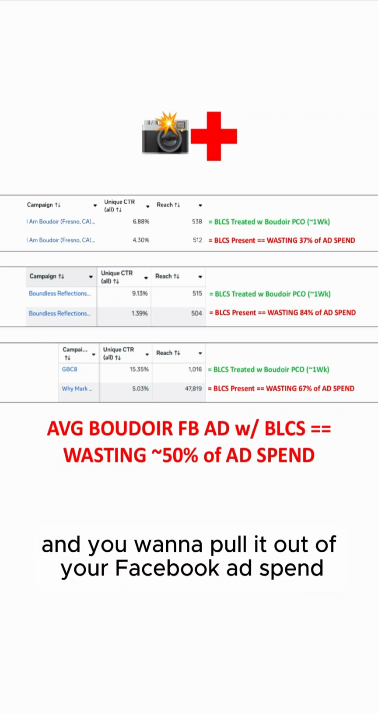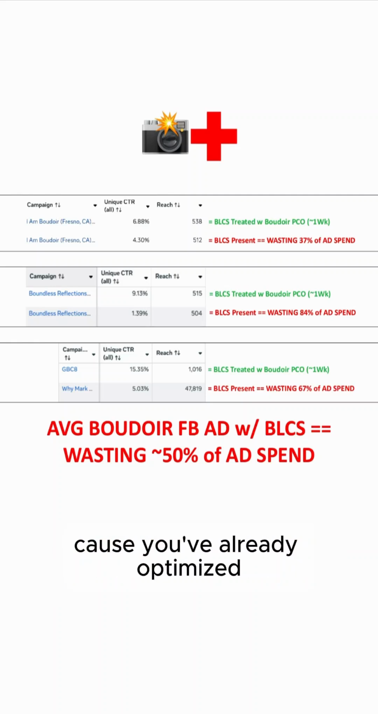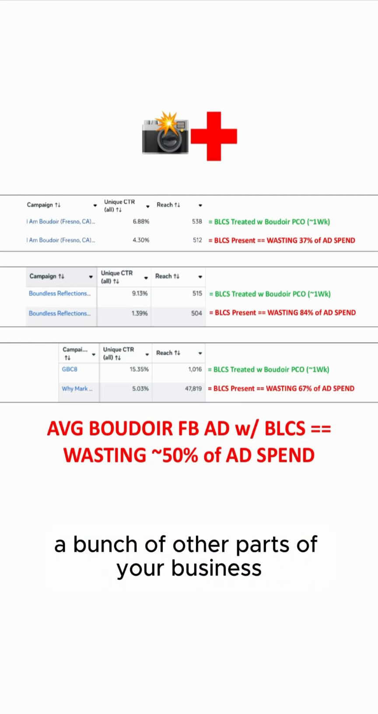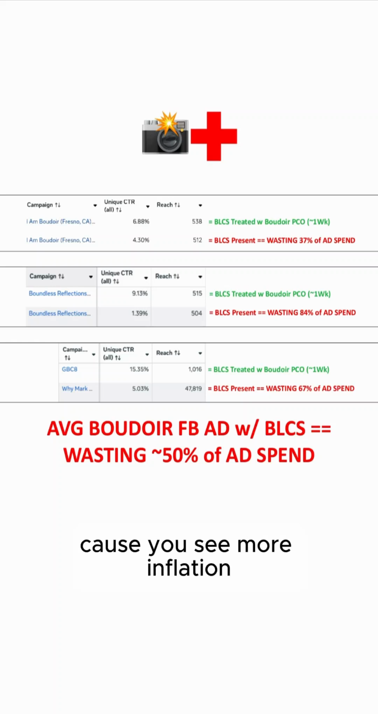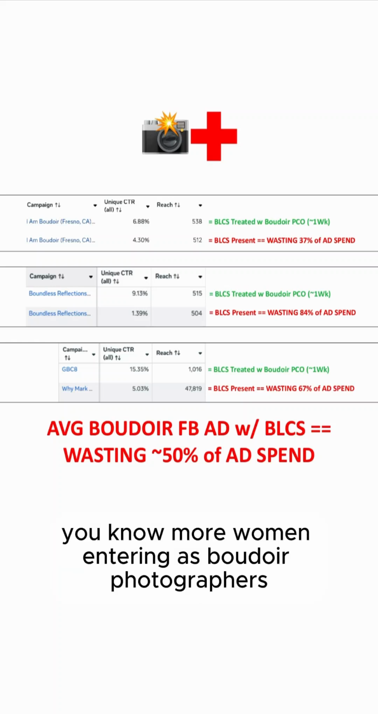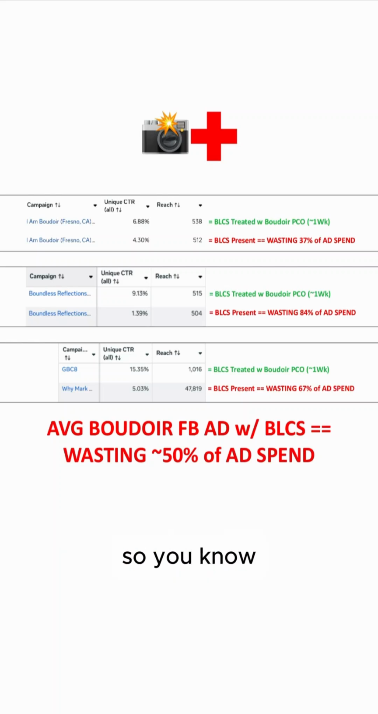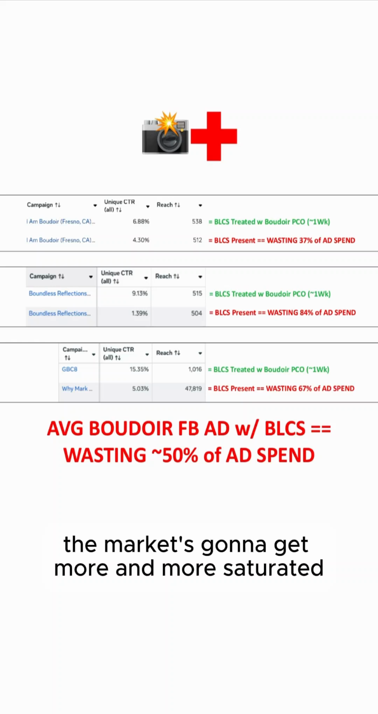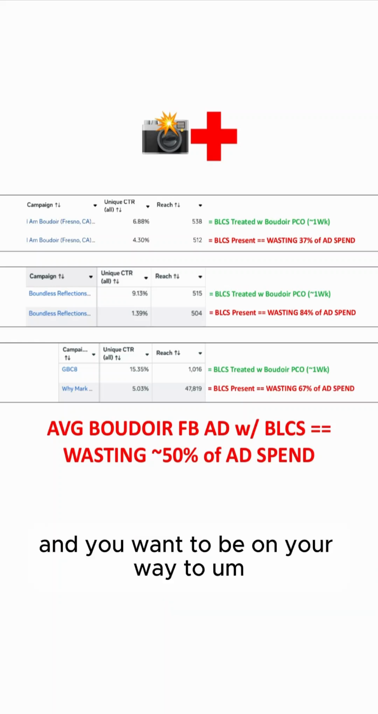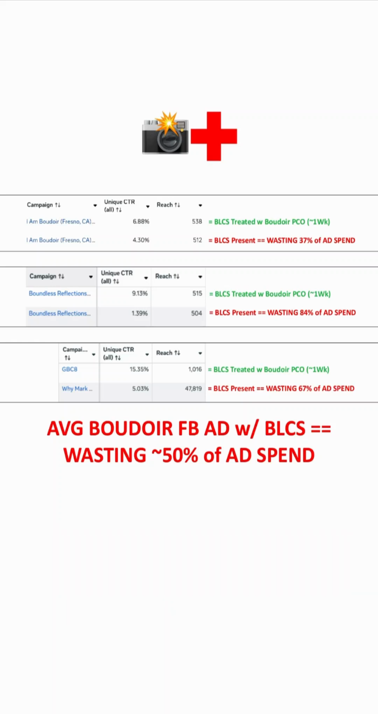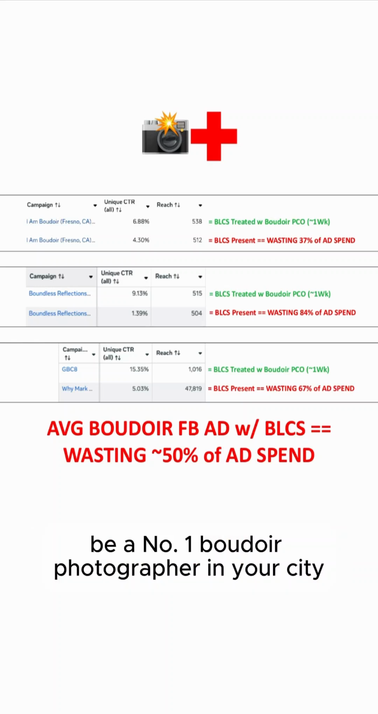And you want to pull it out of your Facebook ad spend because you've already optimized a bunch of other parts of your business. But you're ready to optimize this because you see more inflation, more women entering as boudoir photographers, setting up their Google business profile. So the market's going to get more and more saturated. And you want to be on your way to be a #1 boudoir photographer in your city.